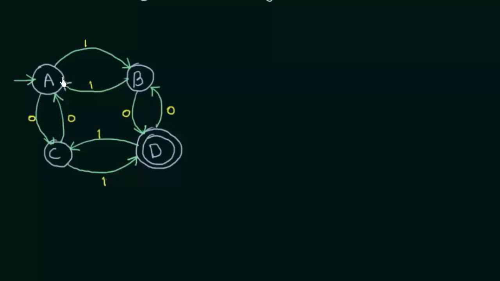So what does this mean? This transition means that suppose we are in state A and this edge is labeled with 1. This labeling of edges is known as inputs. These are our inputs. So what it means is that when I am in state A and if I get input 1, then my state goes from A to B. Alright? And in the same way, if I am in state A and I get input 0, then what happens? The state goes from A to C.